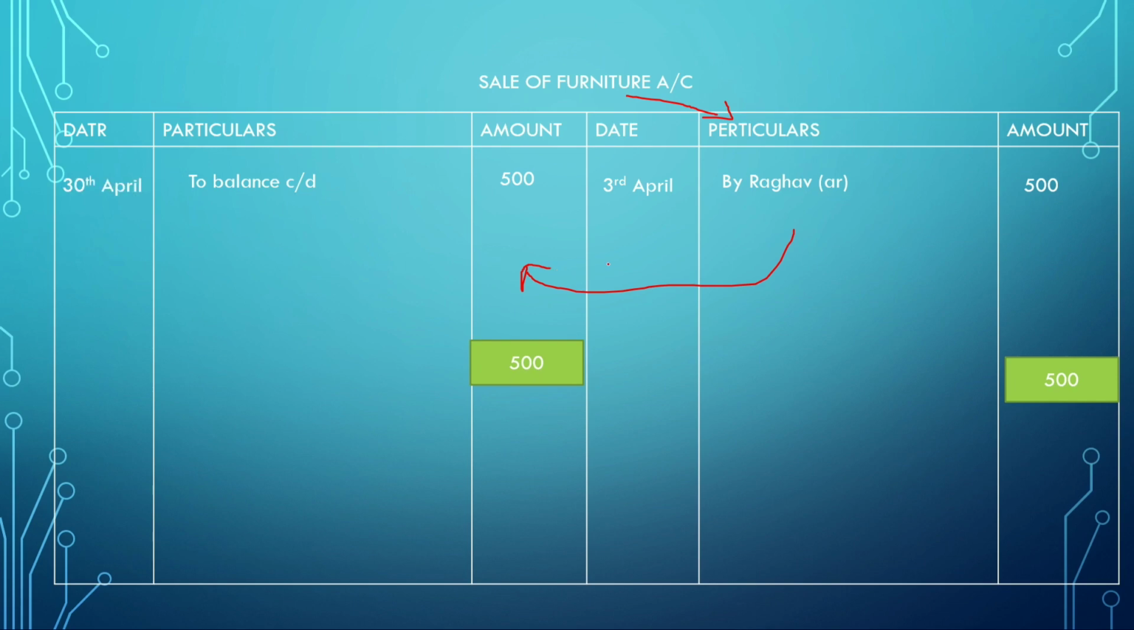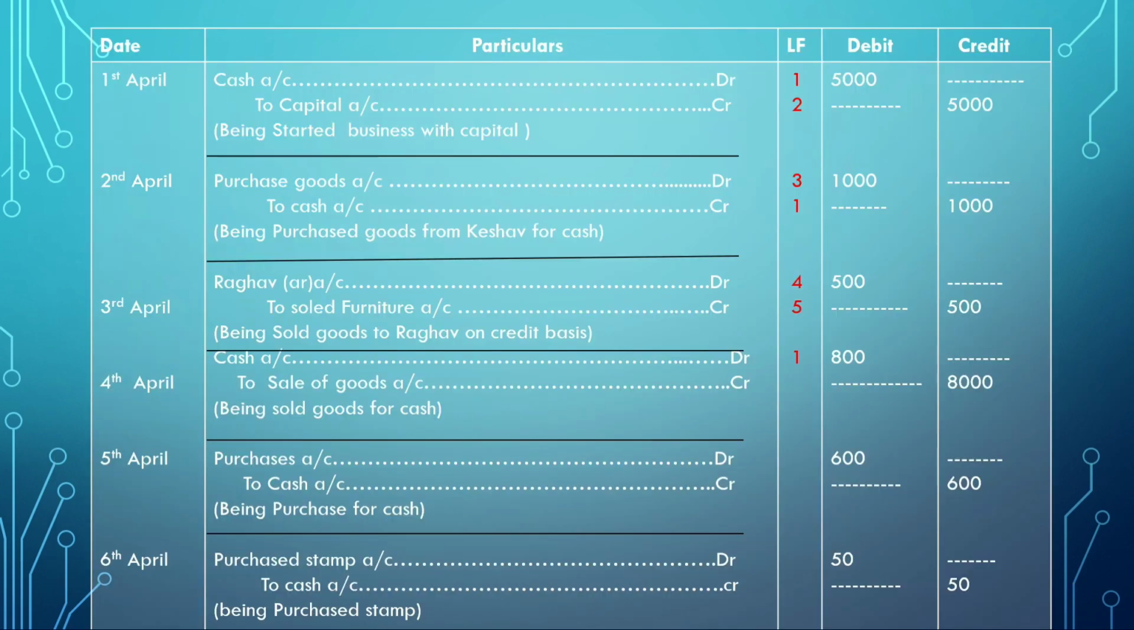Okay, this carried amount will in future be posted as balance brought down on the 1st May, balance brought down 500 rupees. Look, we'll go with the next item. So now we completed cash and furniture. So now we'll do sale of goods.